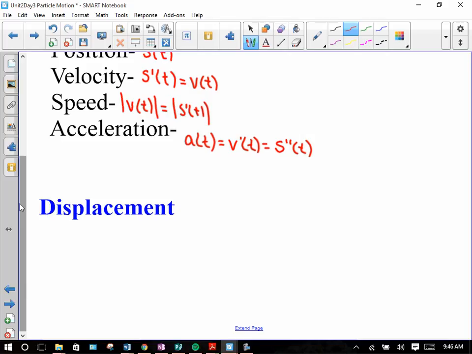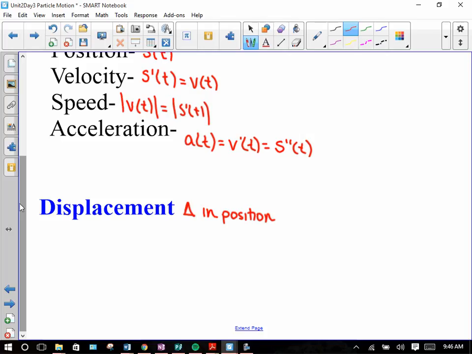Now, along with that, you're going to have this new term. Did you guys take physics last year? Do you remember displacement? You know what that means? Well, there are two things: you have displacement and you have your total distance. Displacement is the change in position.